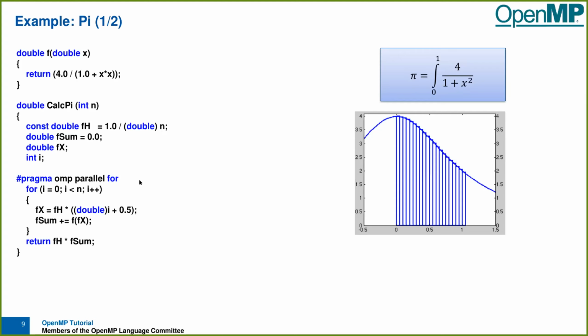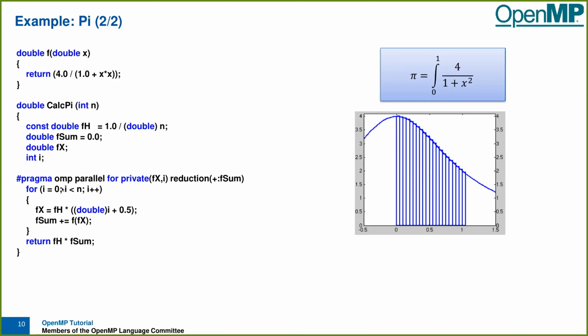Here I'm just saying pragma omp parallel for, and I would claim that this code is incorrect. Sorry, it will not approximate pi. So what is the problem here? This is about shared and private variables. In order to make the code correct, we have to say private fx and i.